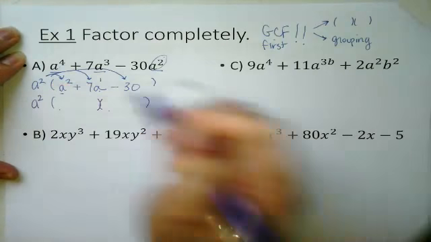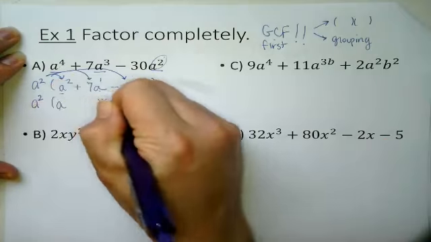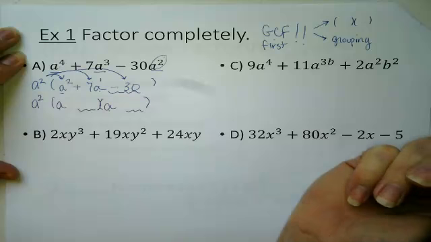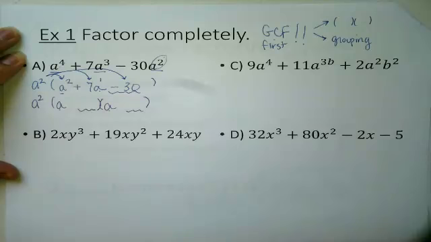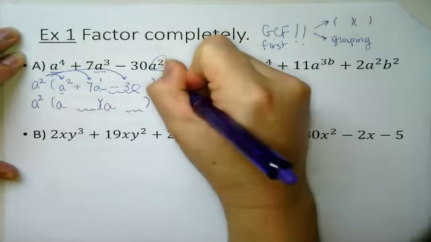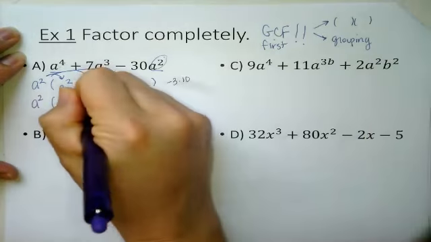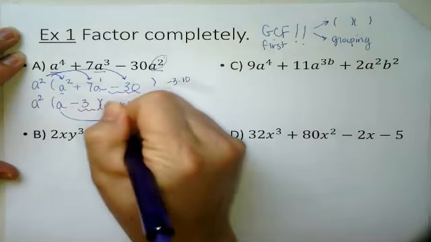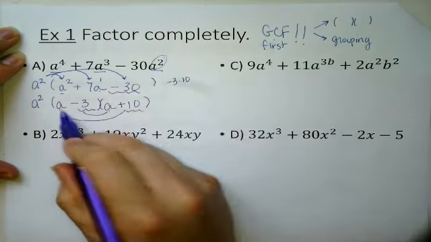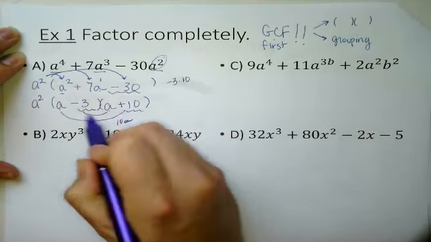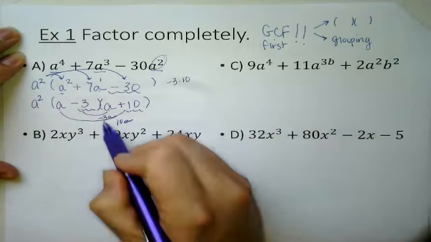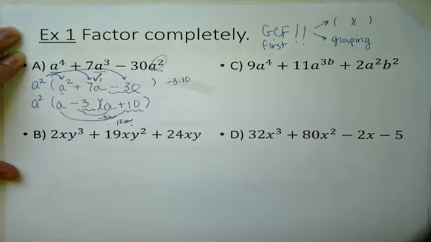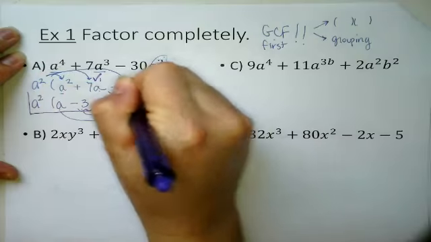First times first has to be the first thing, and we know that a times a would give me a squared. And then last times last has to be the last thing, negative 30. What times what is negative 30? Let's see. Negative 3 times 10. Oh, look at that. That's a great one. Negative 3 and a positive 10. And how do you know you did it right? Please, please, please remember to check the rainbow. A times 10 is 10a, and negative 3 times a is negative 3a. And when we add those together, that's where this 7a comes from. So this is completely factored.